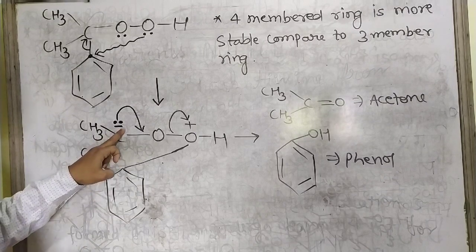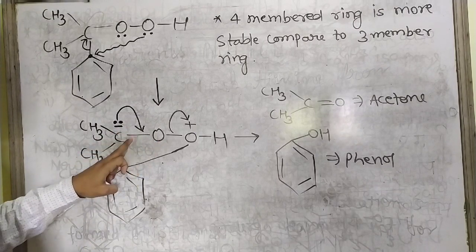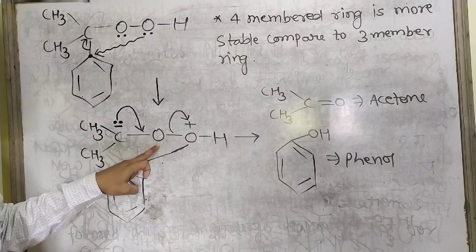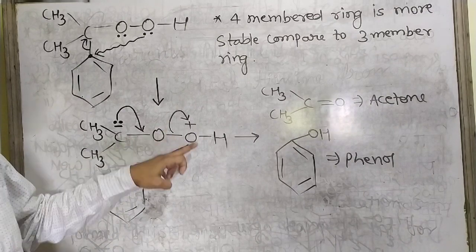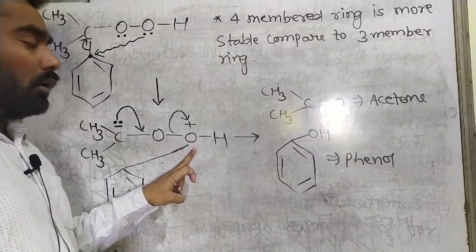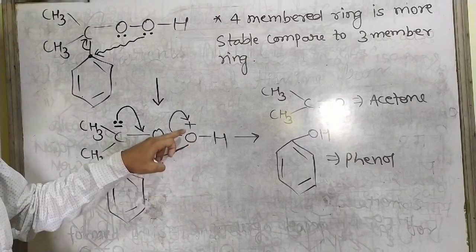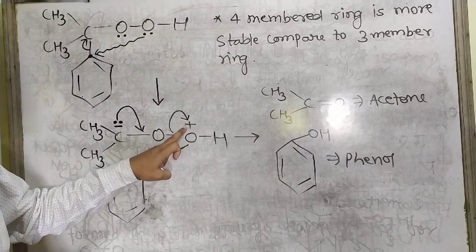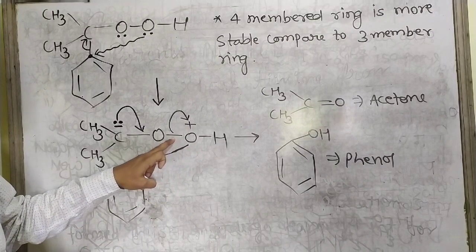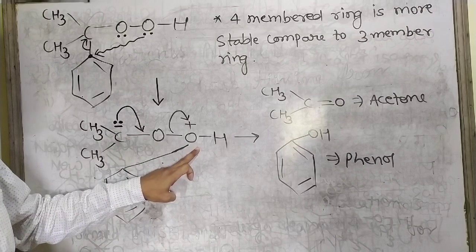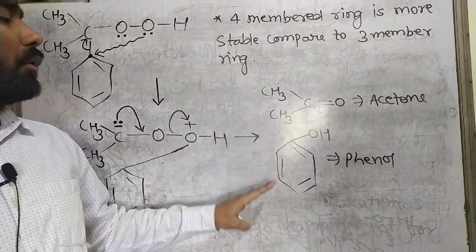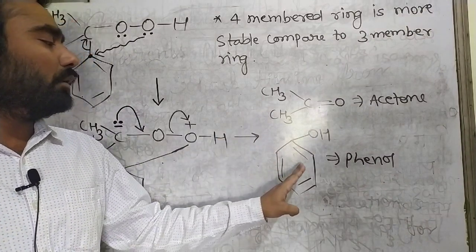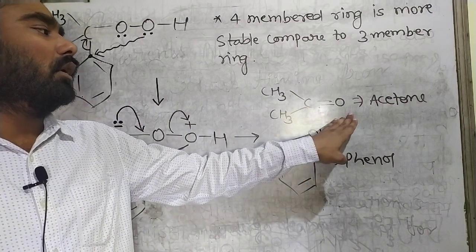Now this lone pair will form the double bond with the oxygen, and this lone pair will move towards the oxygen to overcome the positive charge present on the oxygen. The positive charge will get removed by the removal of this bond towards the oxygen. So this will be the final product formed in this reaction, the phenol and acetone.